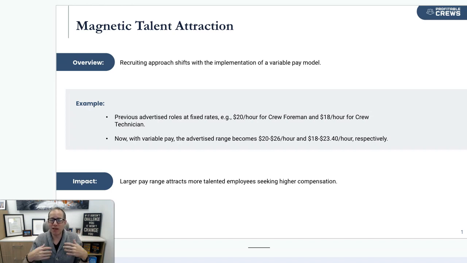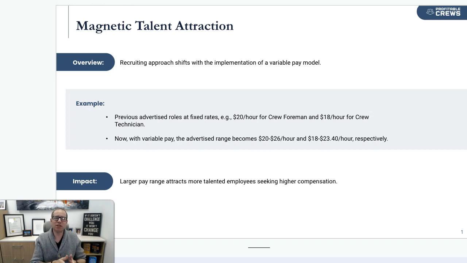So for example, while he previously would have advertised roles at fixed rates of, let's say, $20 an hour for his crew foreman and $18 an hour for his crew technician, now he's going to use variable pay ranges. And so he's going to advertise a range of $20 to $26 for his crew foreman and $18 to $23.40 an hour for his technician. And the reason is there's about a 30% increase in incentive pay that typically happens when you implement this into the business.